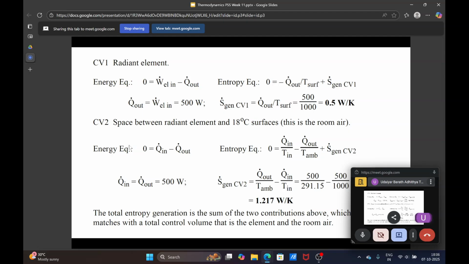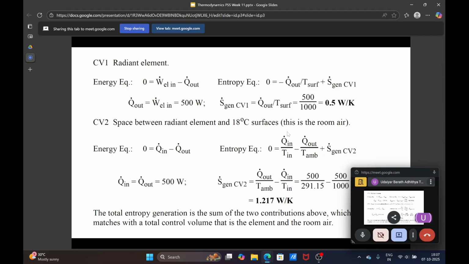Writing an entropy equation, again we will get q in by T in minus q out by T ambient. The entropy which is coming in at 1000 Kelvin, and the one which is going out at 18 degrees Celsius, because any temperature will always radiate. So here both will radiate, both the ambient and the 1000 Kelvin. So that's what is being done here. So you have q in by T in minus q out by T ambient plus the entropy generated.